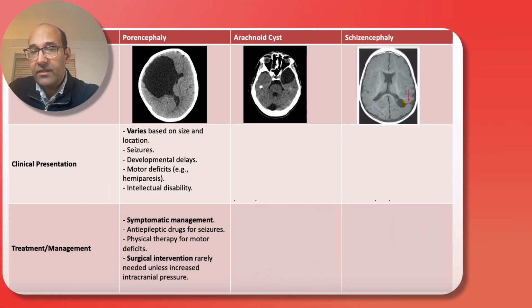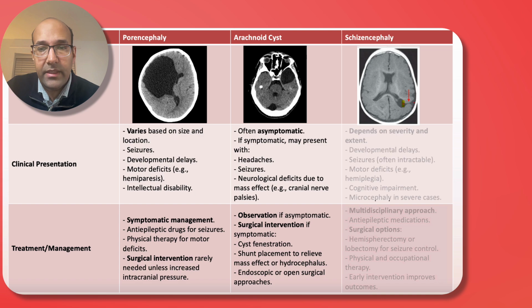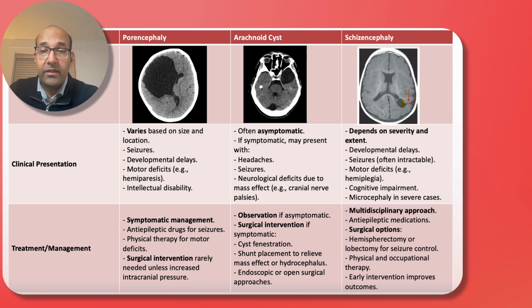The clinical presentation of porencephaly is based on the size and the location of the porencephalic cyst. An arachnoid cyst is usually asymptomatic and incidentally discovered, and schizencephaly usually presents with developmental delay, seizures, and motor deficits.